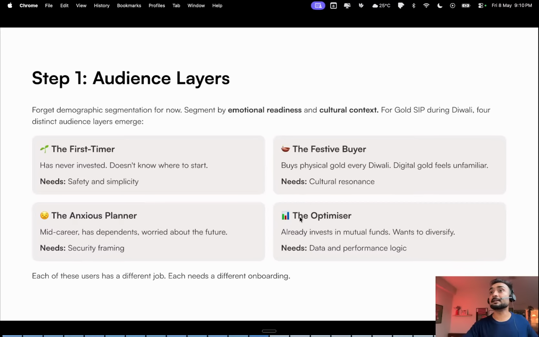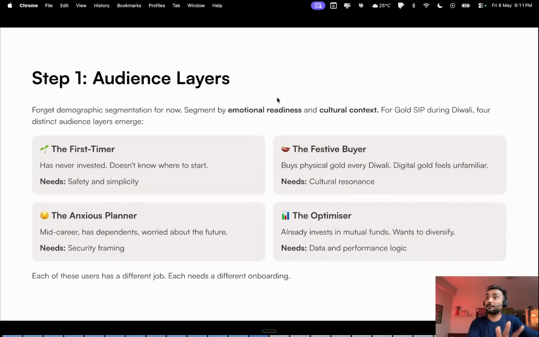ठीक है, lastly, the optimizer. Who are these people? They are very aware about all the investments, but they are diversifying. So they might already be investing in mutual funds. They just want to diversify. These people don't have any emotional context with this. They are looking for data and performance logic. They want to see projections of how far I will be in 20 years. What is the number of benefits, basically? Numbers on benefits and percentage gains that I'm looking at if I invest in a digital gold SIP.